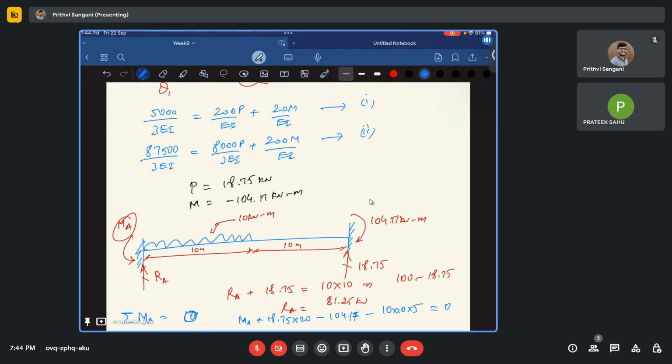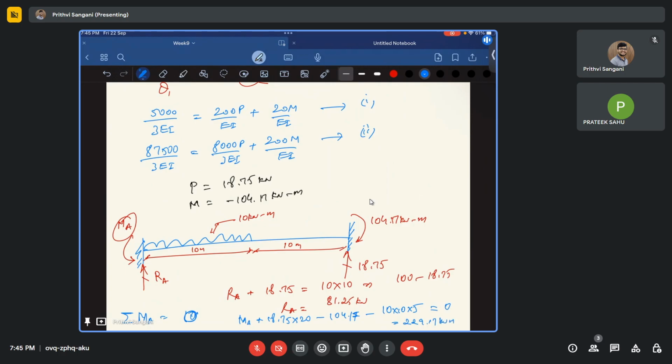If you solve this, 18.75 is because of the support reaction at B, so that is going to give you an anti-clockwise moment. Minus 104.17 is the support reaction at B, and because of the UDL, which is 10 kilonewton per meter, 10 times 10 is the total load, and the 5 is the distance of the centroid. So this is going to be 229.17 kilonewton meter.